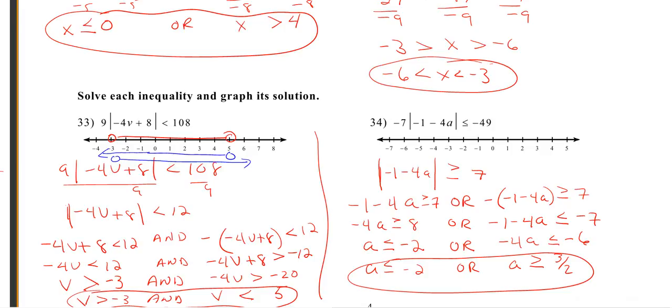And let's plot it. We're going to have a is less than or equal to a negative 2, or a can be greater than or equal to 3/2. So let's go that way. And since it's an or, it's going to be those two combined. So that would be my answer. I think that's the end of the practice test.